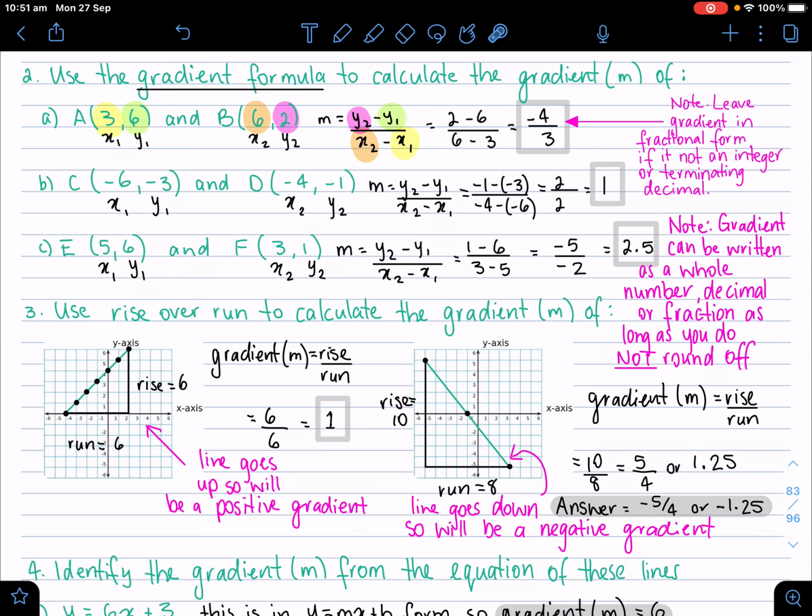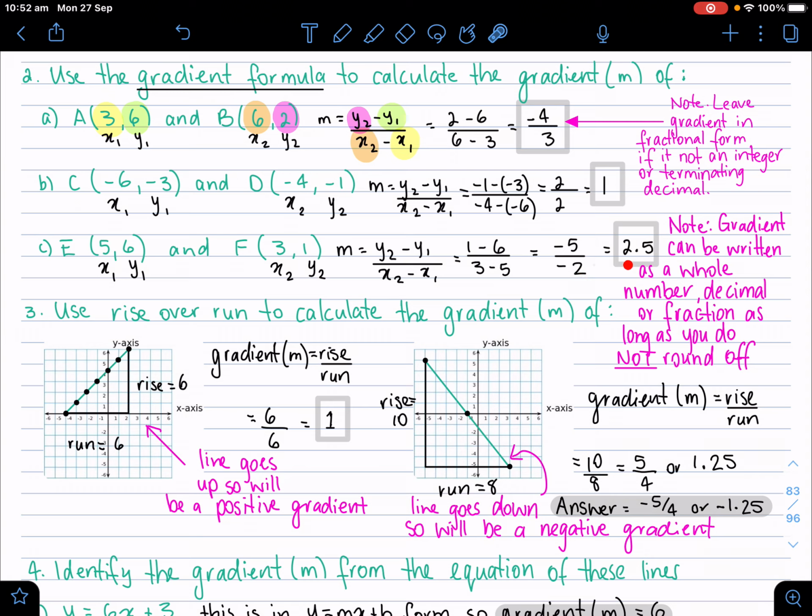Let's move on to example C. Example C, again, using the gradient formula, first x and first y, x1 and y1, second x and second y, x2 and y2. Sub it into the formula and simplify. Now here, at the end, I get negative 5 over negative 2, which is actually 5 over 2. And I can write that as 5 over 2, or I can write that as 2.5.